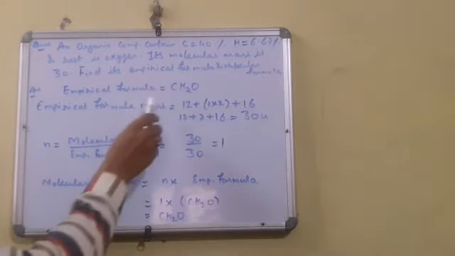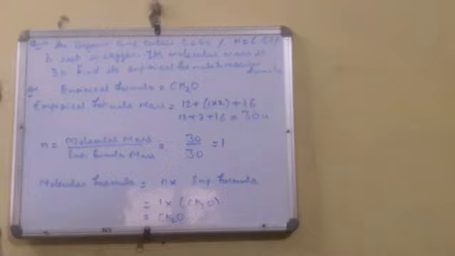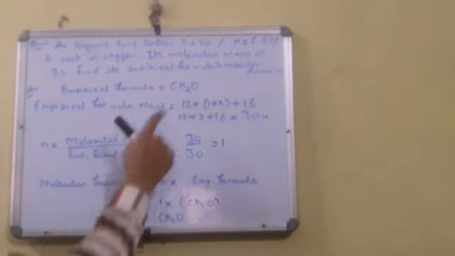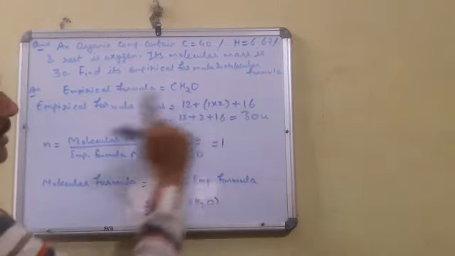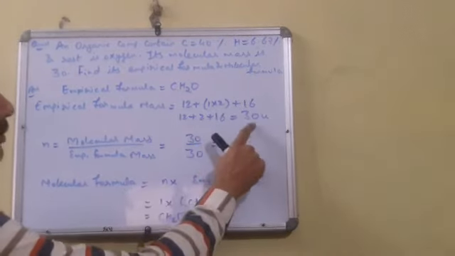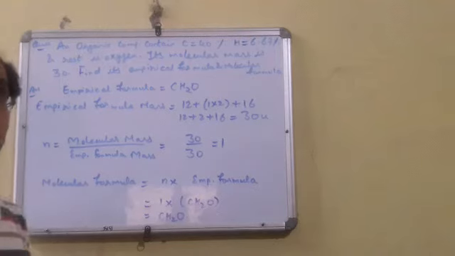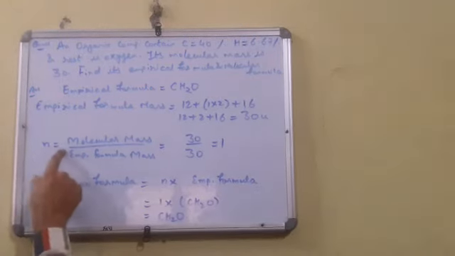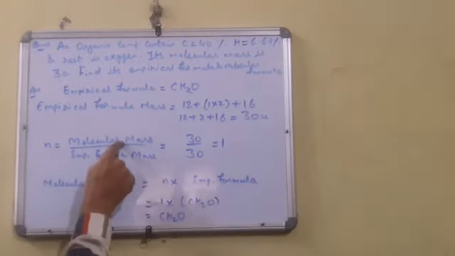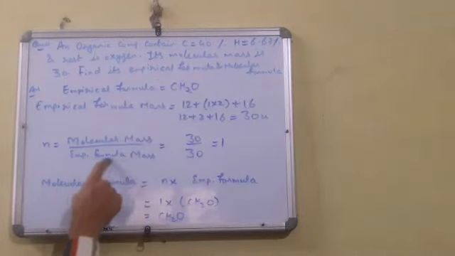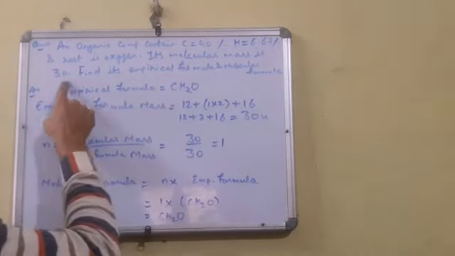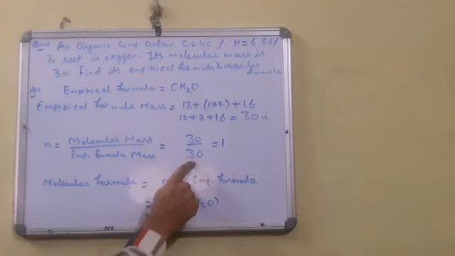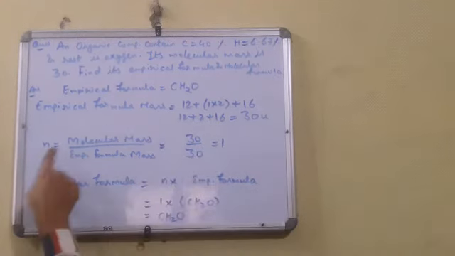Now we get the empirical formula CH2O. Now what we will do, we will find the mass of this empirical formula. Empirical formula mass: mass of carbon is 12, hydrogen is 1 into 2, plus oxygen is 16. When we calculate, we get the empirical formula mass 30 u. Now for the number of atoms, n is equal to molecular mass, which will be given in the question, divided by the empirical formula mass which we got just now. We divide 30, the molecular mass given in the question, by the empirical formula mass 30. That means 1. That means n is equal to 1.